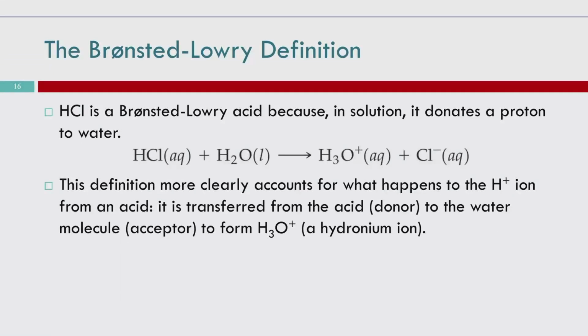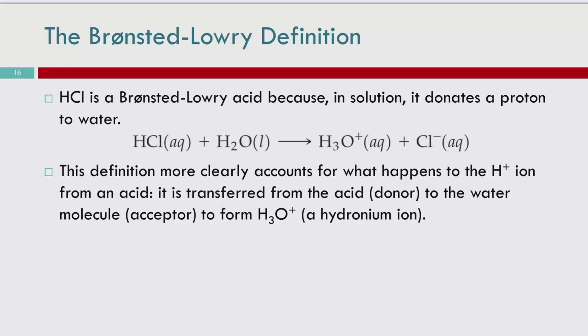HCl also counts as a Bronsted-Lowry acid because in solution, this time we're looking at aqueous solution again, it donates a proton to water. So this H gets sent over to the H2O, and that's where our hydronium comes from, and then we're left with the chloride ion. And so because HCl can donate this proton to water, it acts as a Bronsted-Lowry acid.